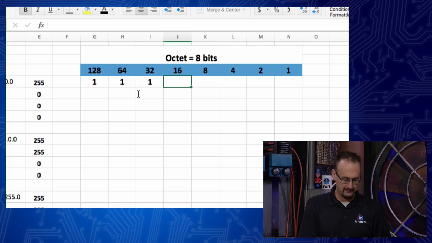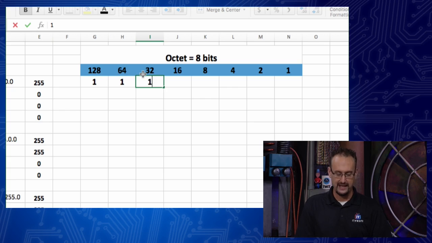Now, the next thing I have to do is, did I go too fast? I think I did too many 1s there. You're right. Okay, so I can subtract 32. Got ahead of myself there. And when I do, I should have a remainder of 31. I got to keep track of where I'm at, too.